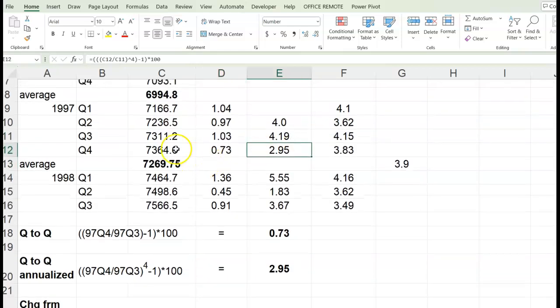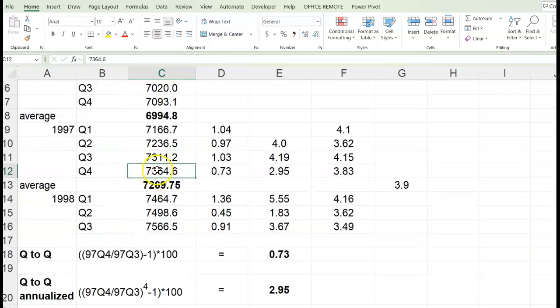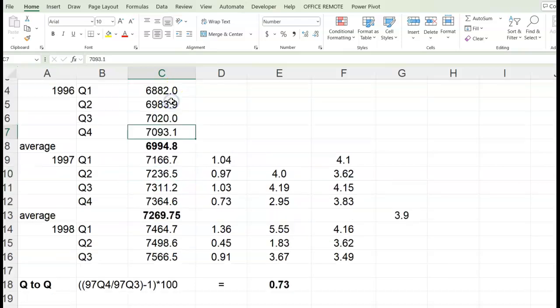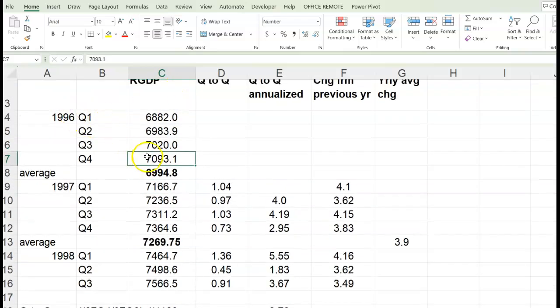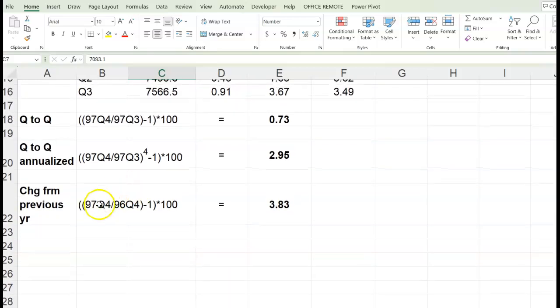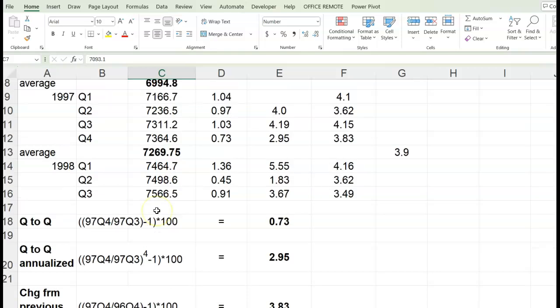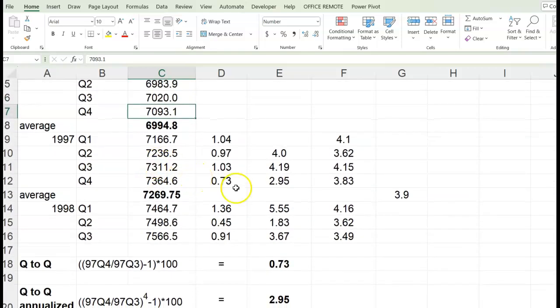The final one is, well, how much did it grow from the previous year? And what you do is you take this number, 7,364.6, and divide it by the fourth quarter of 1996. And that's what we see right here. 1997 Q4 over 1996 Q4. Minus 1 times 100, and you would get a value of 2.95.